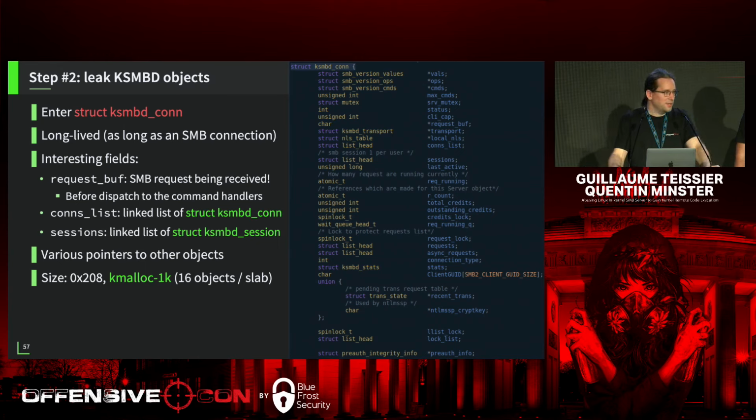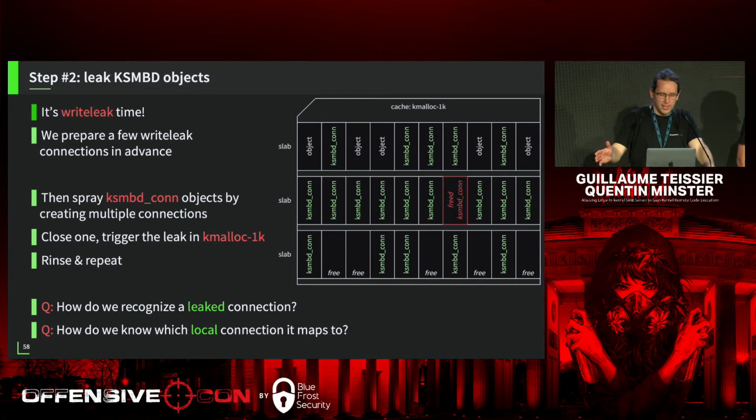And it has interesting fields for us. It has the request buffer field, which we talked about earlier, that points to the request currently being received. So that points to data that we control or will eventually control. It has other pointers to other valid objects in KSMBD, which could come in handy. And it's in kmalloc-1k. So we have to trigger write leak on kmalloc-1k to leak ksmbd_conn objects. This time, we don't want to leak any random objects, so we'll have to spray connection objects.